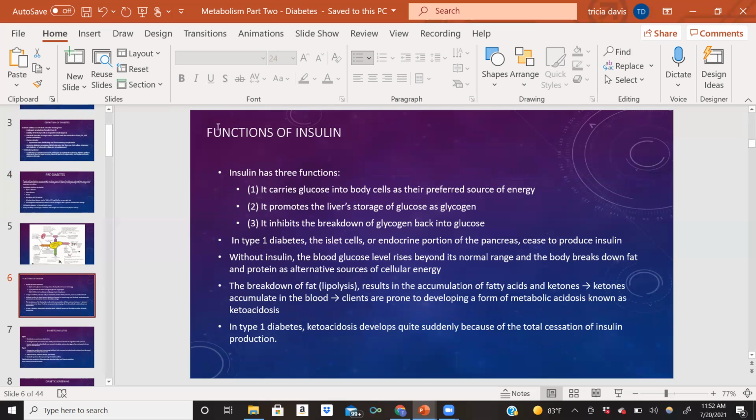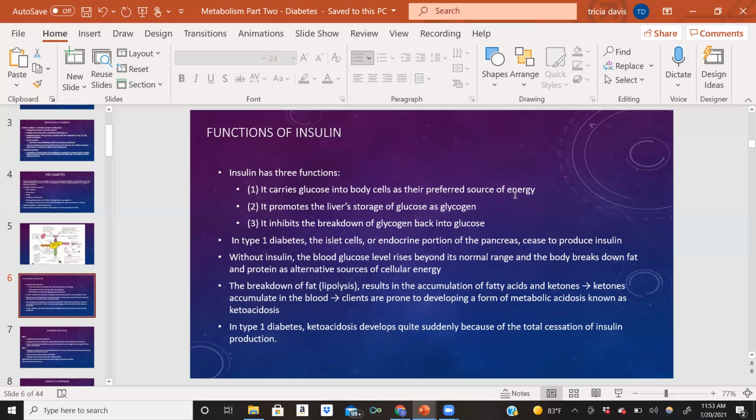All right, so we're going to talk a little bit about insulin because insulin plays a huge role in being able to manage our blood glucose. Insulin actually has three functions. The first function is that it's going to carry that glucose into our body's cells, and they're going to use it as energy. It's our preferred source of energy for the body. It also is going to promote the liver storage of glucose as glycogen. So when we don't have any left to use as energy, we'll go into our glycogen stores. And then third, it's going to inhibit the breakdown of glycogen back into glucose.